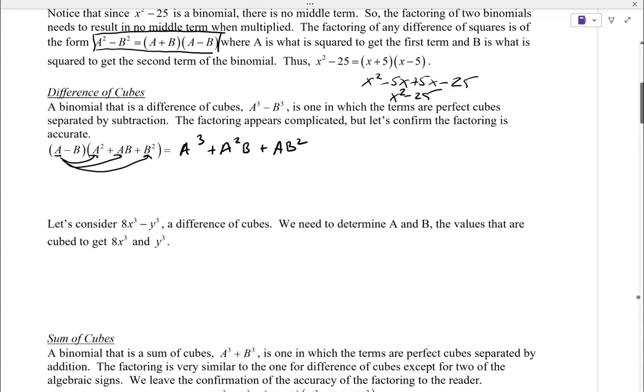Is that the only distribution we have to do? No, we also have to do the minus B, right? So now take the minus B and multiply it by everything. What do you get there? You got the negative B times A squared will give us negative A squared B, right? What do you get when you take negative B times AB? Minus AB squared. And then finally, when you take the negative B times B squared, what do you get? Minus B cubed.